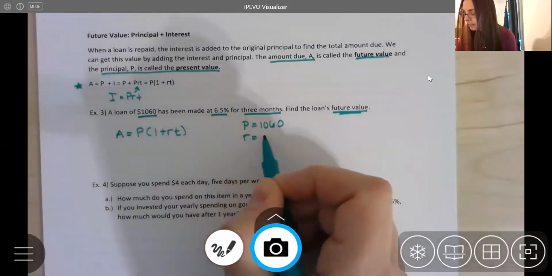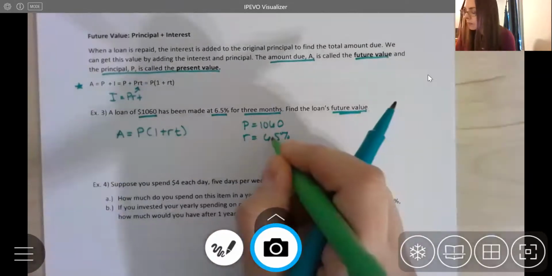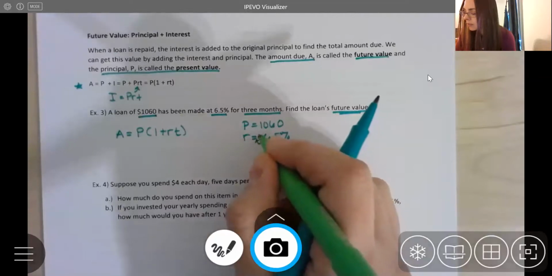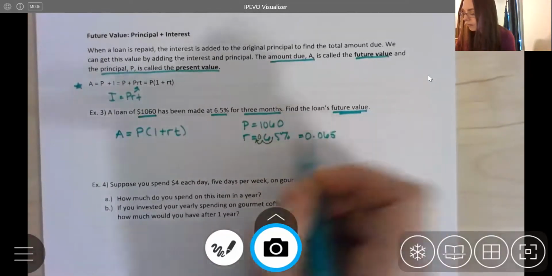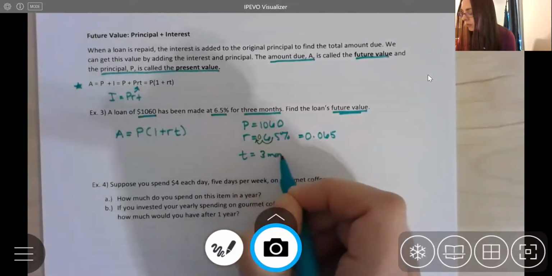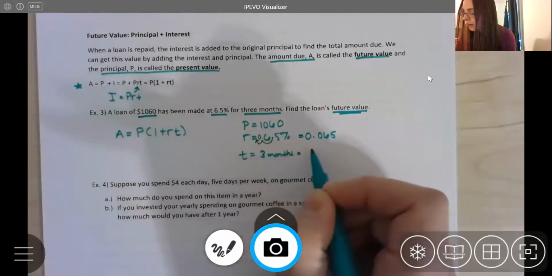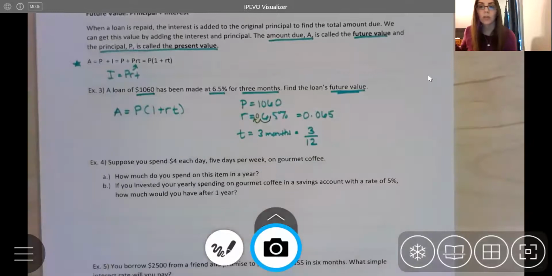My rate is 6.5%. And remember, we're going to put that in decimal form, so I move it 2 places to the left. So it's going to be 0.065. Now, my time here is 3 months, so it's not a full year. There's 3 months and there's 12 months in a year. So this is the fraction 3/12.